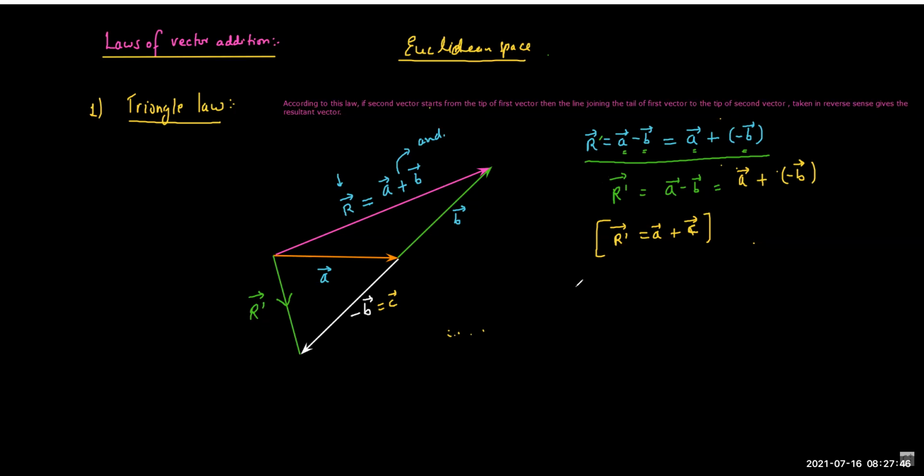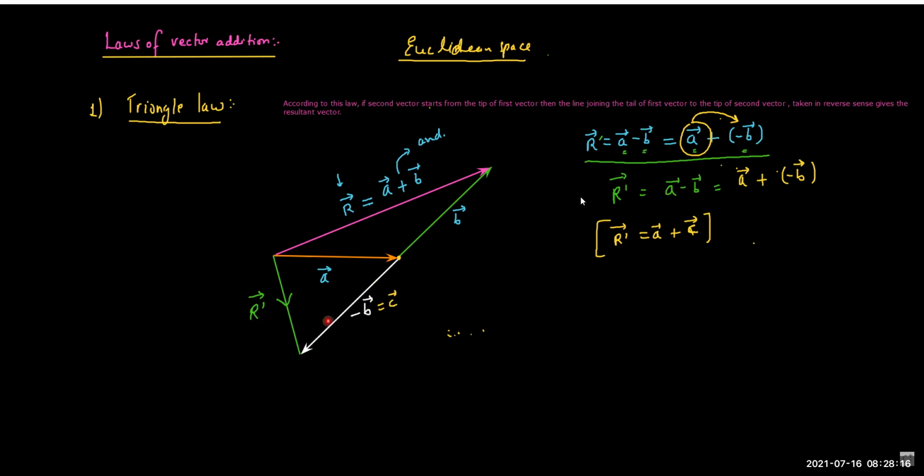Okay, look at this. So R prime is how much? A plus minus B. Now, what is the triangle saying? You have to start from the tip of A. So you are here. Now you draw a minus B vector. The minus B will be opposite to B, just reversed like this. So this is A, this is minus B.